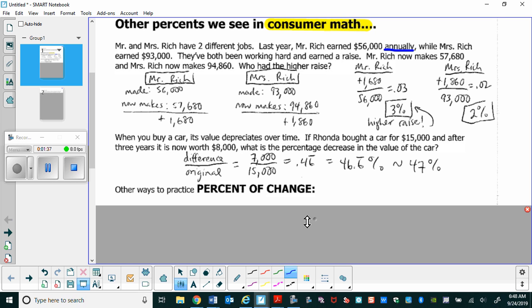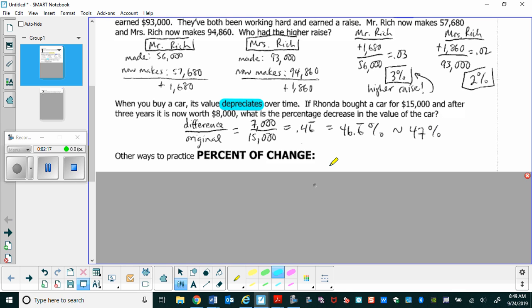All right, when you buy a car, its value depreciates over time. What depreciate means is that it just loses its value. So if Rhonda bought a car for $15,000 and after 3 years it's only worth $8,000, what is the percentage of decrease in the value of the car? Once again, we can apply this difference over the original formula. It decreased by $7,000 out of the original $15,000. When you divide that in the calculator, it's 0.46 with the 6's repeating. When we move the decimal over twice, that's 46.6 repeating percent, or about 47%. As you can see, the car has lost a little bit less than half of its value.